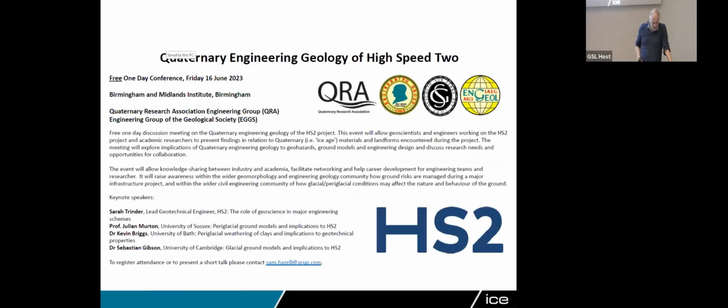Almost last in terms of events, this is a co-badged event between the EGGS and the Quaternary Research Association, of which I'm a representative, I suppose. It's a free one-day conference in Birmingham on Quaternary engineering geology and High Speed 2, but you don't have to be involved in High Speed 2 to go. I recommend all of these QRA EGGS events. All the ones I've been to so far have been absolutely fantastic, very thought-provoking again.